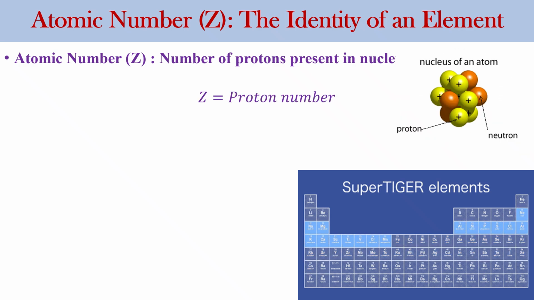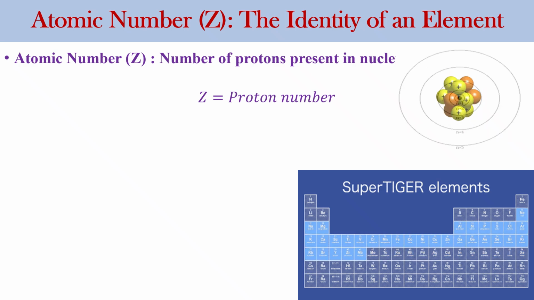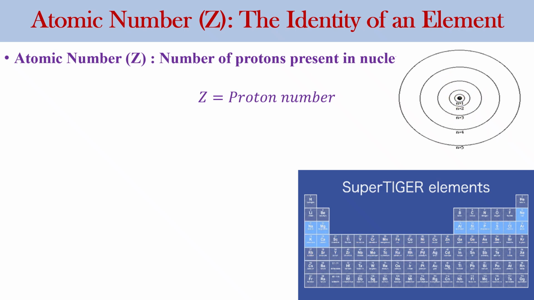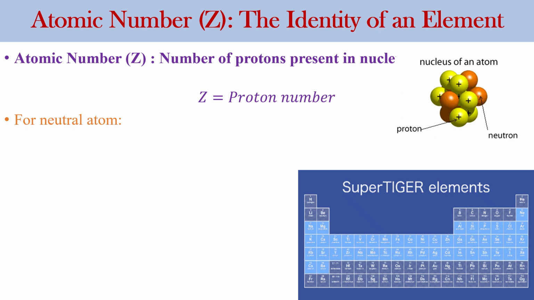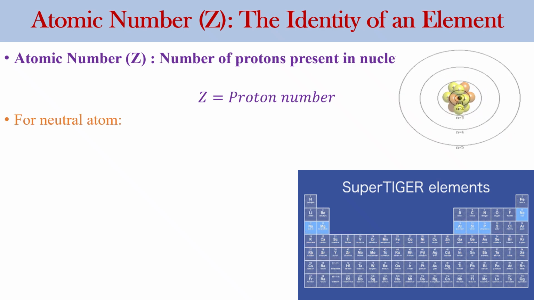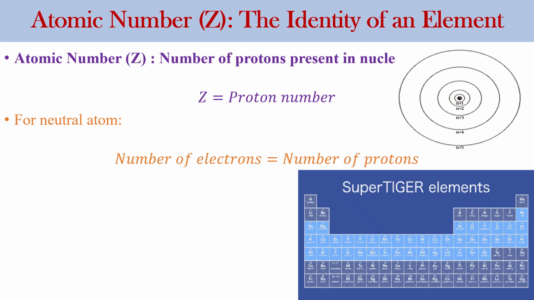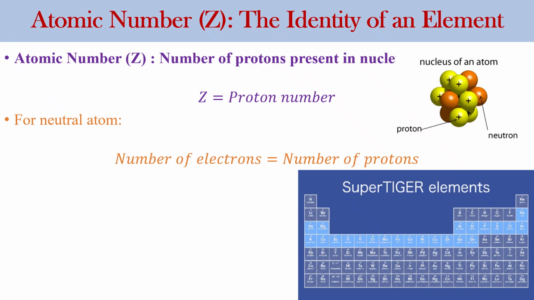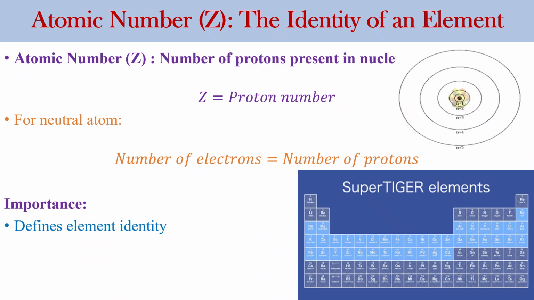In a neutral atom, the number of electrons equals the number of protons, because positive charge and negative charge balance each other. That is why an atom is electrically neutral. So that we understand the property and the behavior of an element.